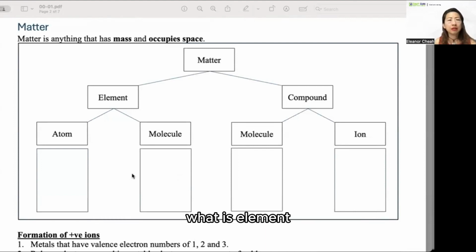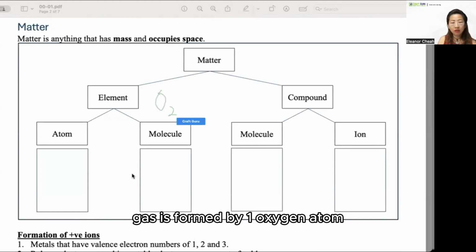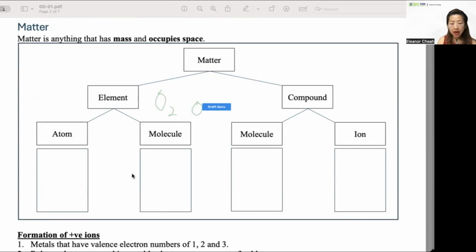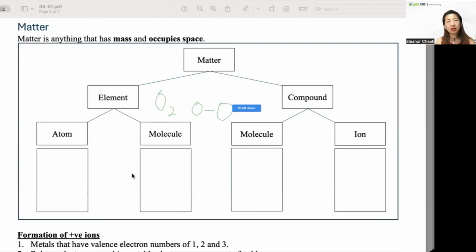What is element? Element is the particle formed from the same kind. For example, oxygen is O2. That means oxygen gas is formed by 1 oxygen atom and another oxygen atom. It is the same. So we call them element.